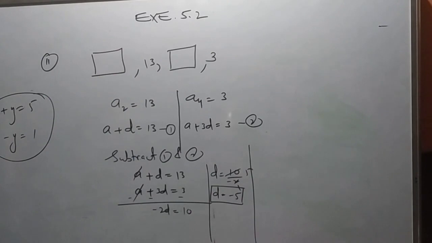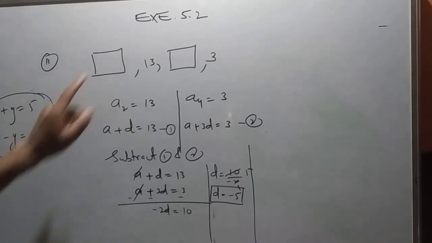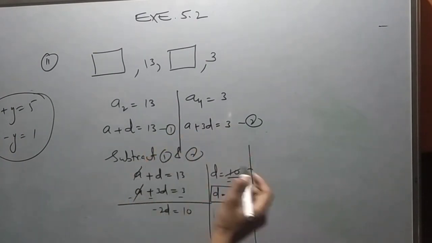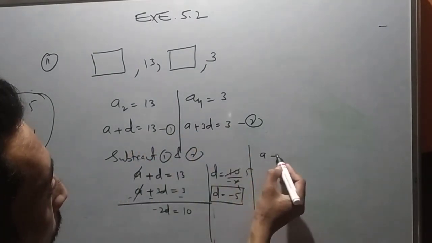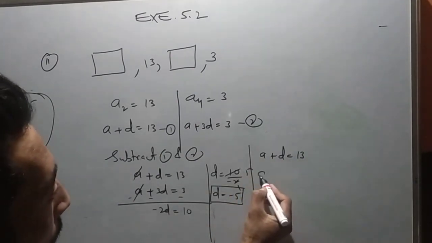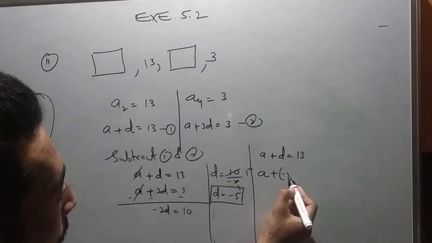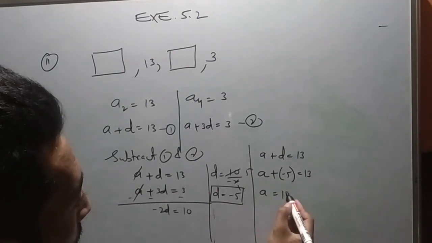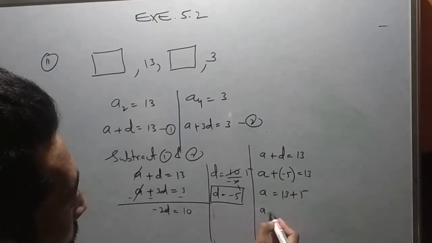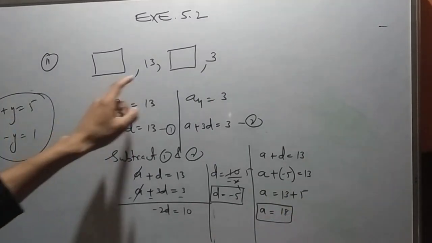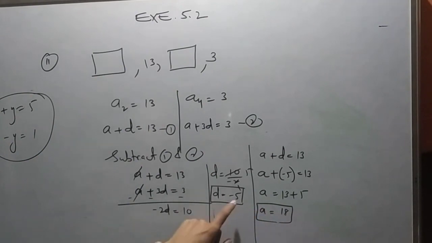That is the common difference. Now for a, go to the first equation: a plus d equals 13. With d as minus 5, a becomes 13 plus 5, so a becomes 18. So the first term of the AP is 18 and the common difference is minus 5.